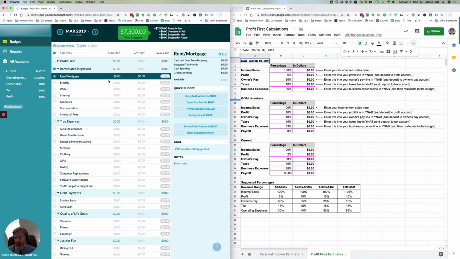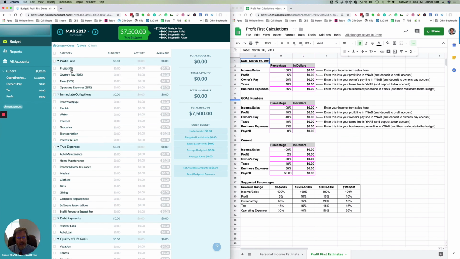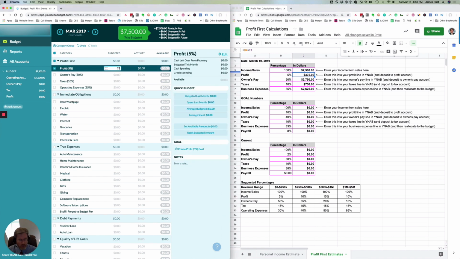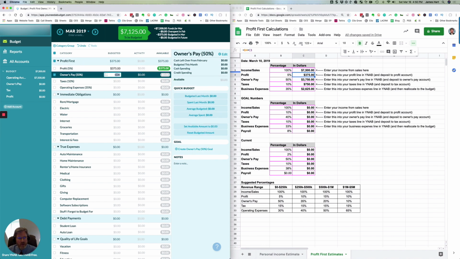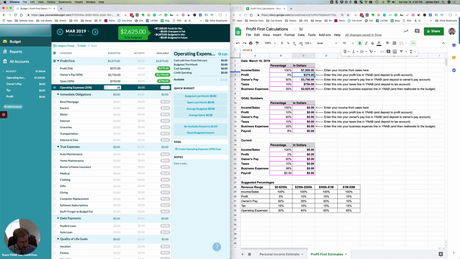So what I'm suggesting is, if you're going to use YNAB, before you do any of that, you need to run these numbers through the Profit First calculator up here. Basically, let's say you get $7,500 in income. That's going to tell you, okay, I have $375 I'm going to put into my profit, and my owner's pay, I'm going to have $3,750, and then my taxes, I'm going to have $750, and then I'm going to have $2,625 for my operating expenses.